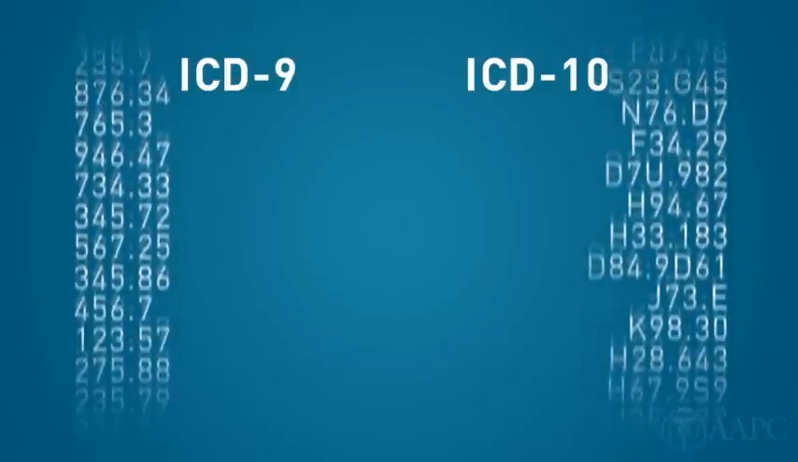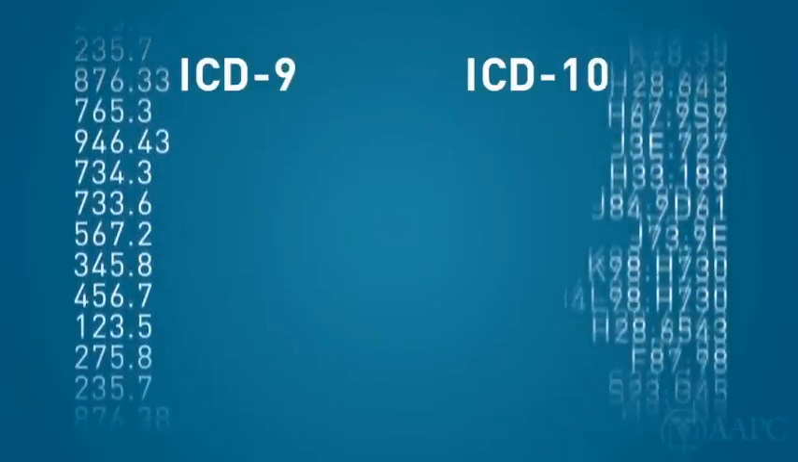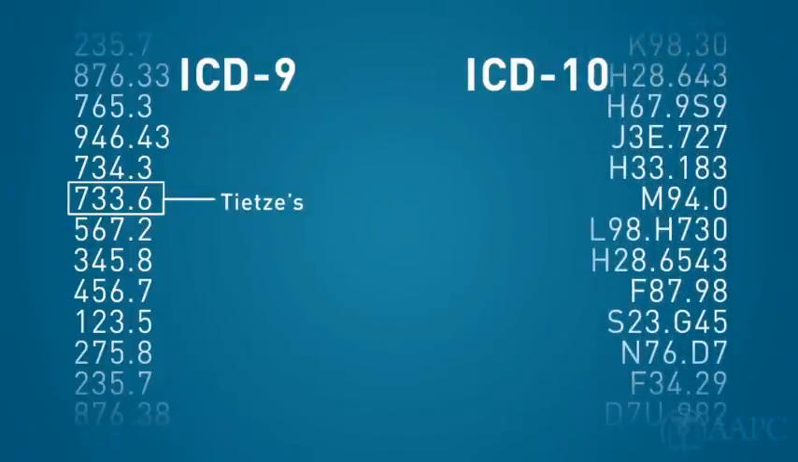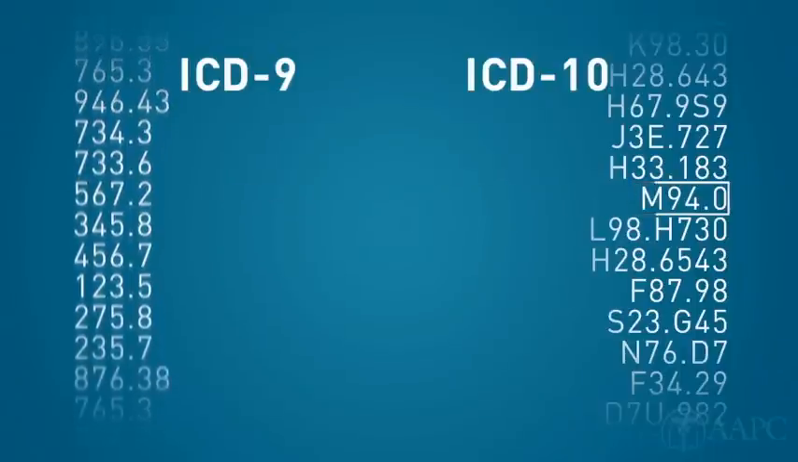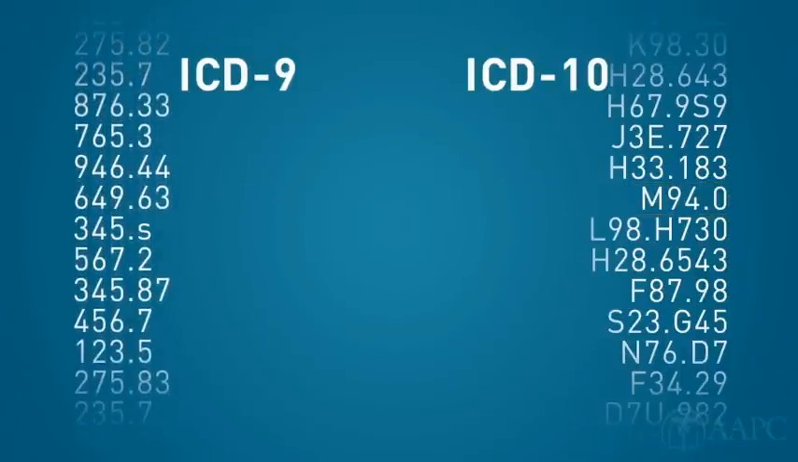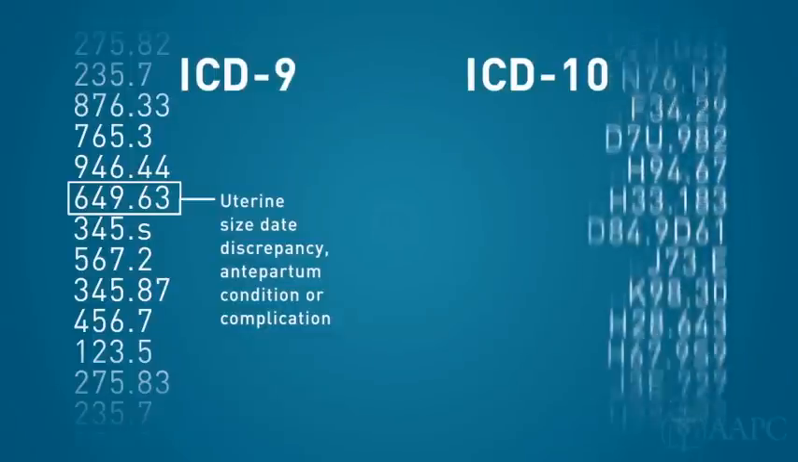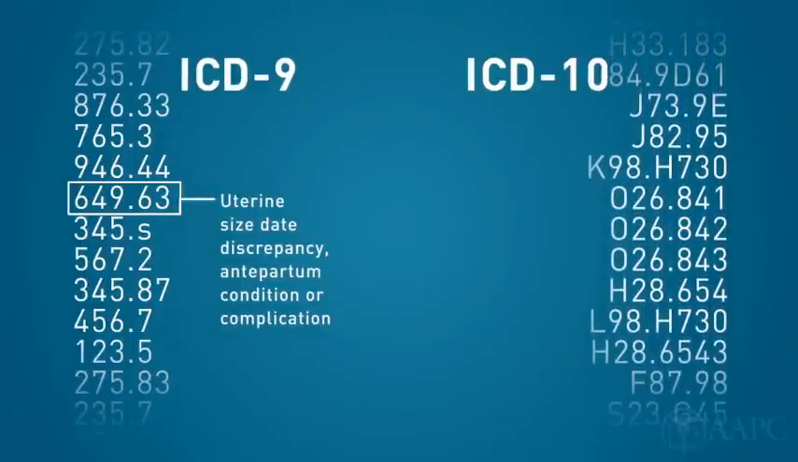Codes can be directly mapped from a single ICD-9-CM code to a single ICD-10-CM code. For example, the ICD-9-CM code 733.6, Tietz's disease, maps directly to the ICD-10-CM code M94.0, chondrocostal junction syndrome. Other codes require additional information to map for possible solutions. For example, the ICD-9-CM code 649.63, uterine size date discrepancy, antepartum condition or complication, requires information about weeks in pregnancy to map.